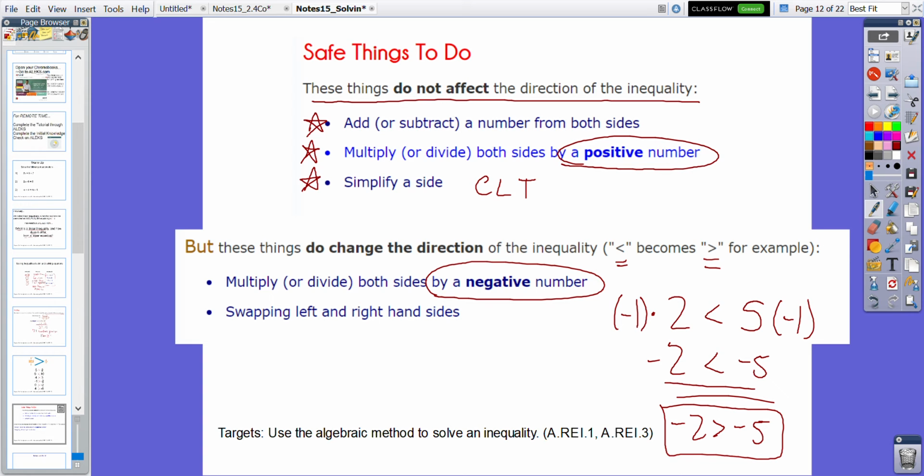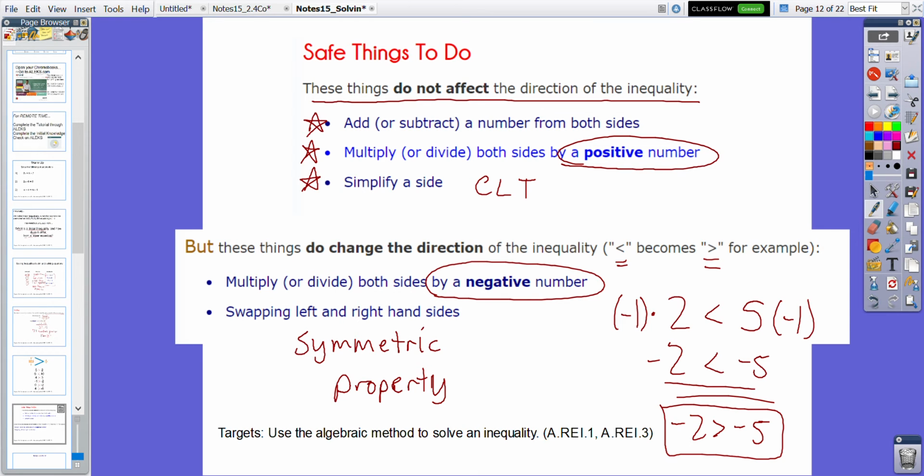And the last thing is swapping left and right hand sides. That's just using the symmetric property. Okay, so we have to switch the sides around so that we have variables on one side compared to the other. That's just our symmetric property. Okay, so essentially nothing changes about the inequality. We just have to make sure we change the sign here.